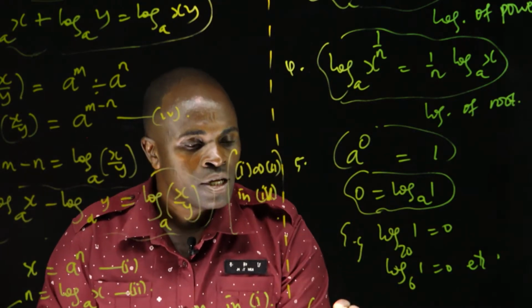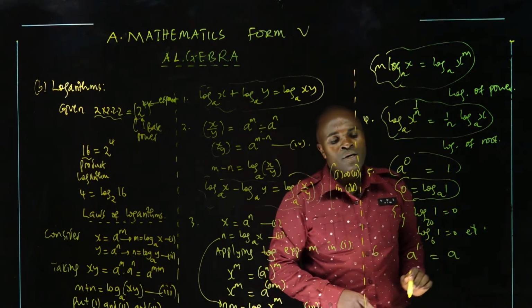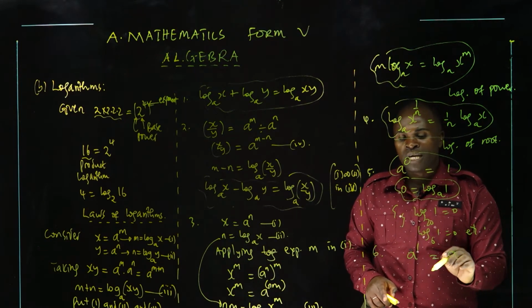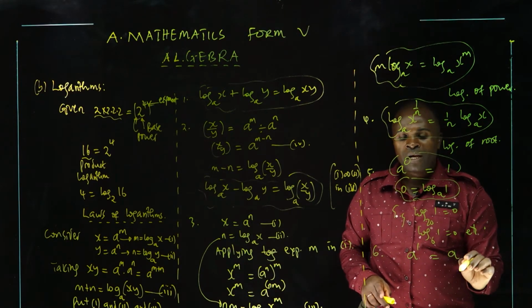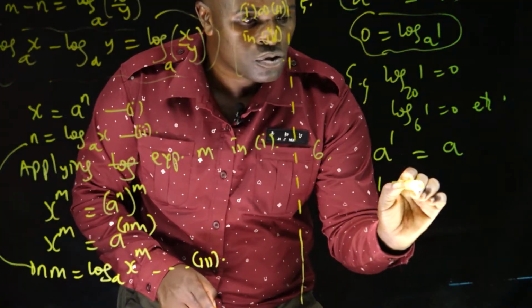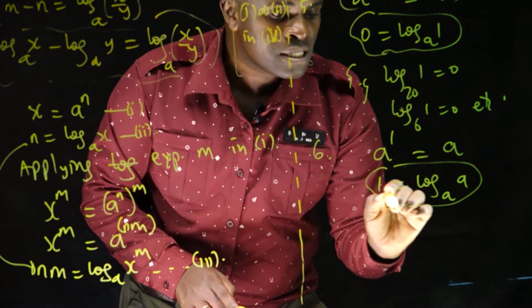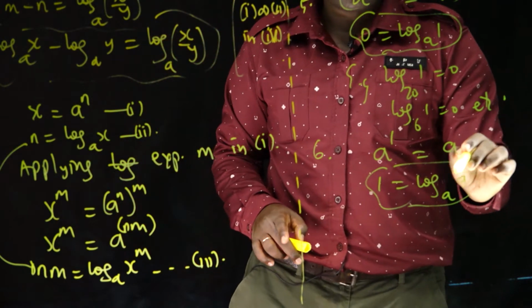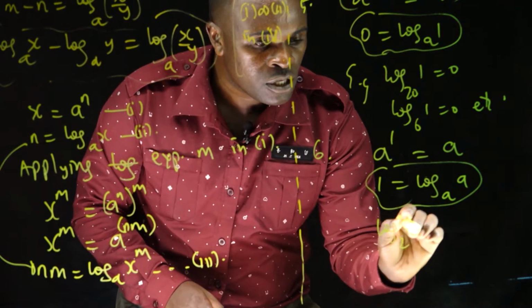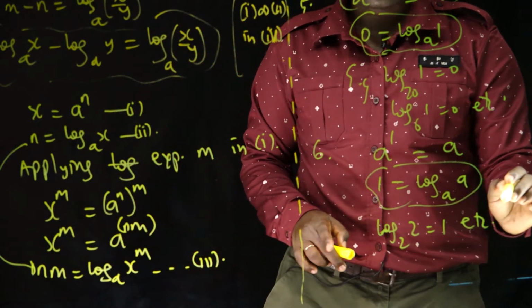Another rule: suppose you have any number, say a power 1, is always a. We know that when you raise any number to the exponent 1, it gives the same result. Now suppose you write it in logarithmic form. We simply have 1 equals logarithm of a base a. This rule signifies that the logarithm of any number to the same base is 1. It means logarithm of 2 base 2, the answer is 1. Wherever there exists the same number and base, the answer is 1.